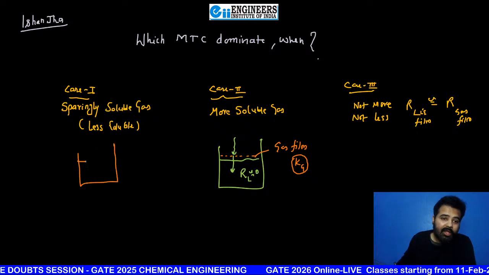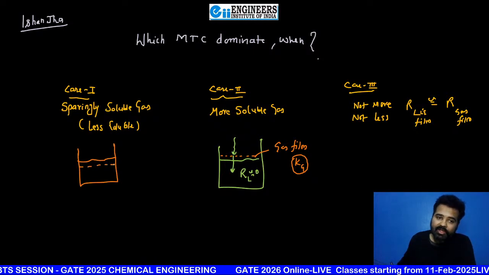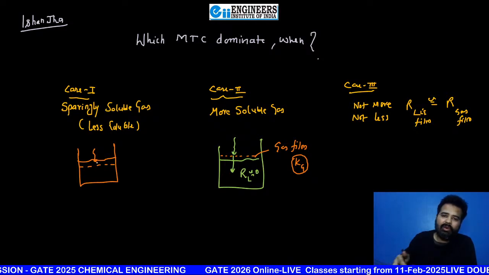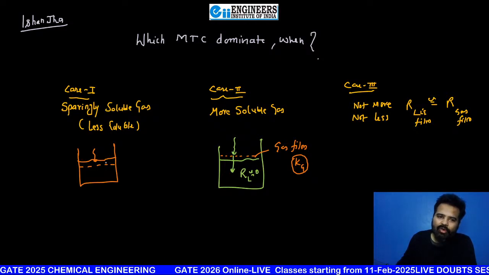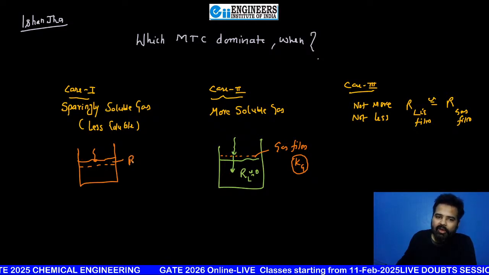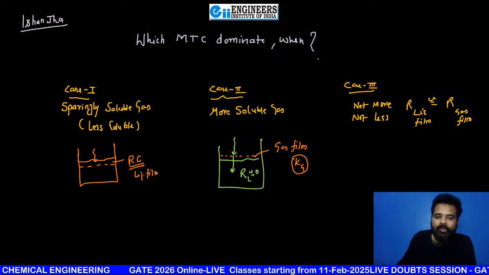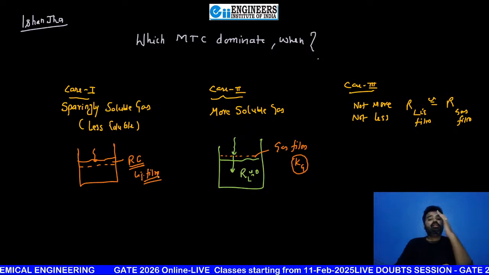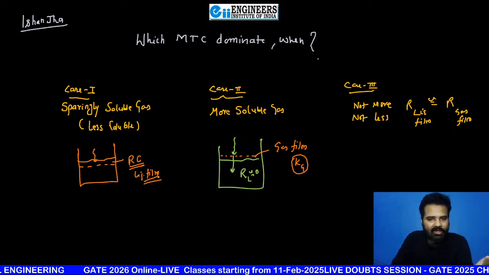Here, if the gas is strongly soluble... sorry, if it is sparingly soluble, that means the main resistance is present here inside the liquid. They are trying to enter, but not easily. So resistance is present on this side, but very little compared to this liquid side resistance. So here the rate controlling is this liquid film. That means for the more soluble case, the liquid resistance is nearly zero in comparison to the gas film.